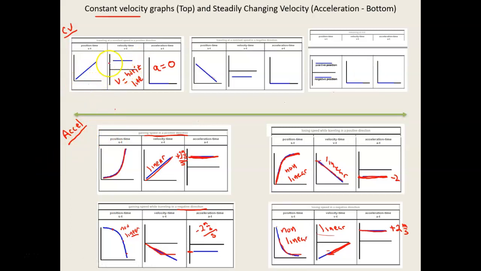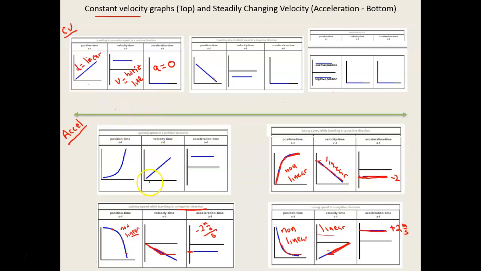Okay, and our position, because we're moving at the same speed, our position is linear. So our position or displacement graph is going to be a straight line. A straight line going up if we're moving in the positive direction, a straight line going down if we're moving in the negative direction, and a straight line horizontally indicating standing still.